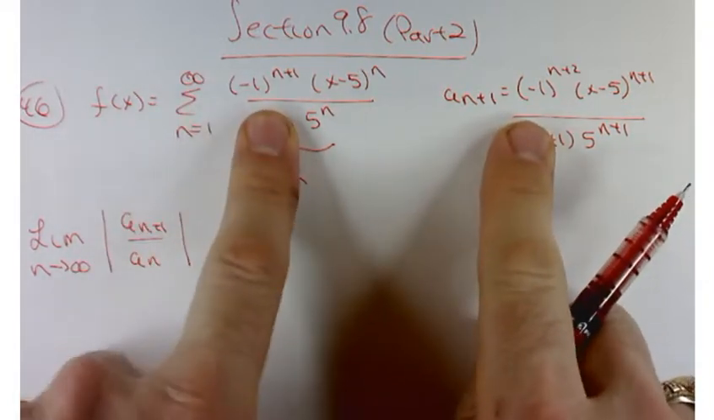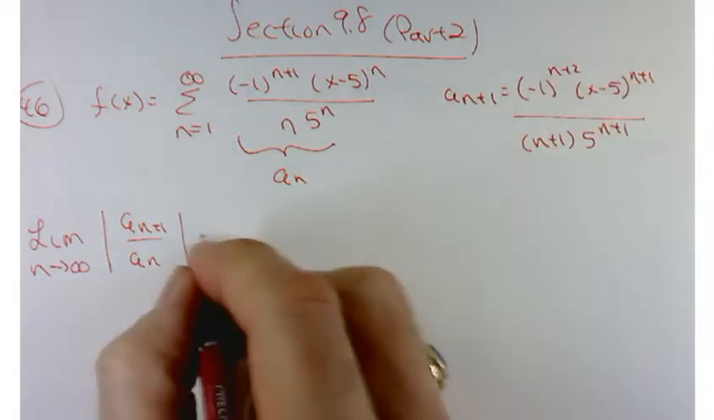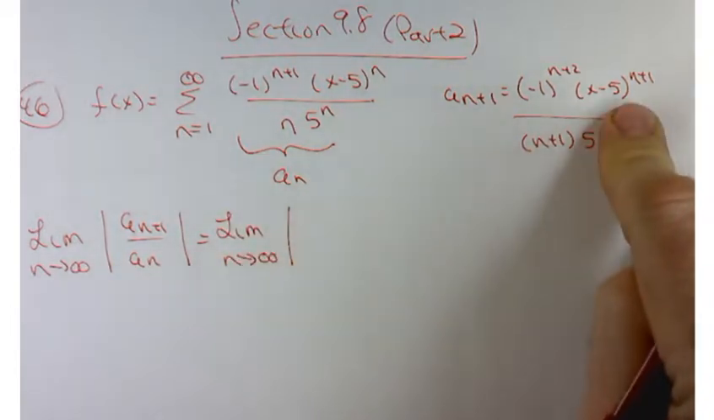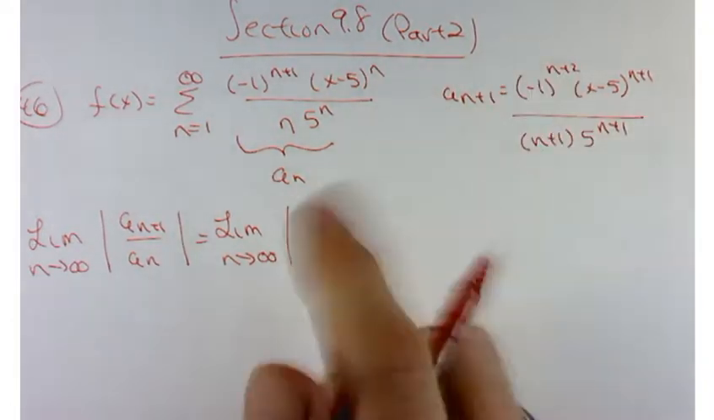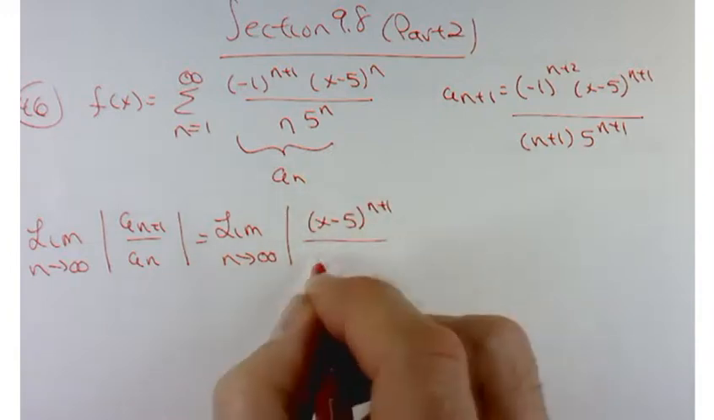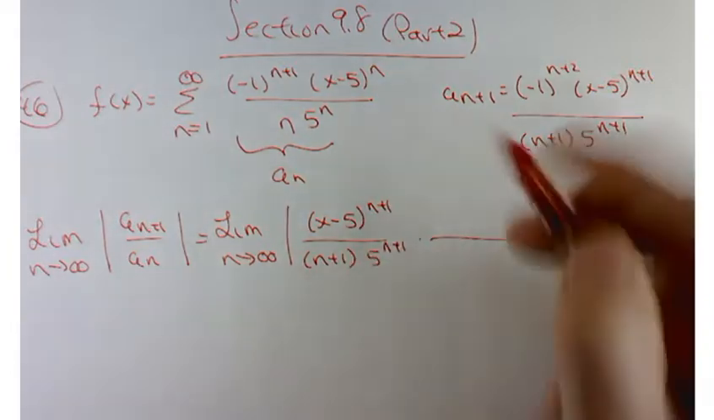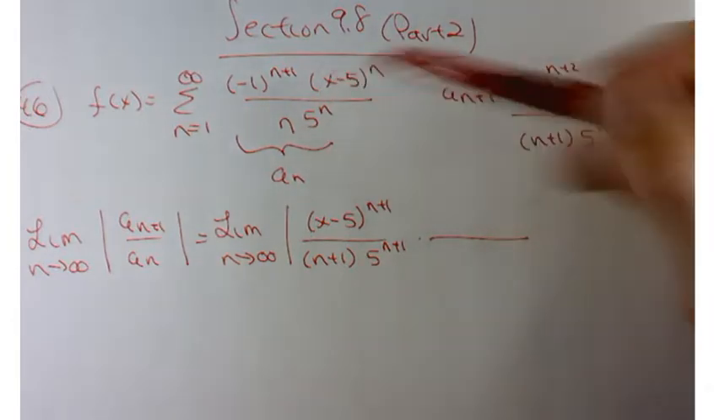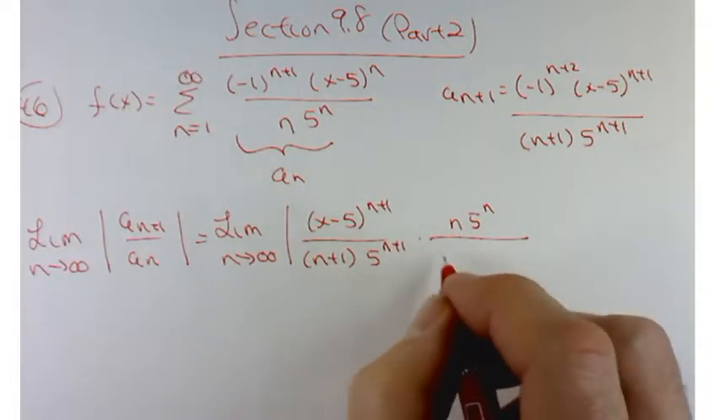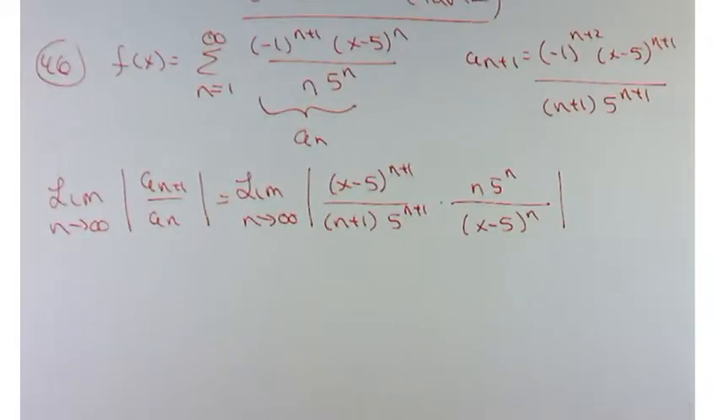As usual, I'm going to ignore the negatives because they're going to cancel each other out for the most part, and then you're also taking the absolute value. So it's just the limit as n approaches infinity of a sub n plus 1, at least the part other than negative 1 to the n plus 2, x minus 5 to the n plus 1 over n plus 1 times 5 to the n plus 1, divided by this. That is the same thing as multiplying by the reciprocal. So the reciprocal is going to put the n times 5 to the n in the numerator and x minus 5 to the n power in the denominator. Like that.